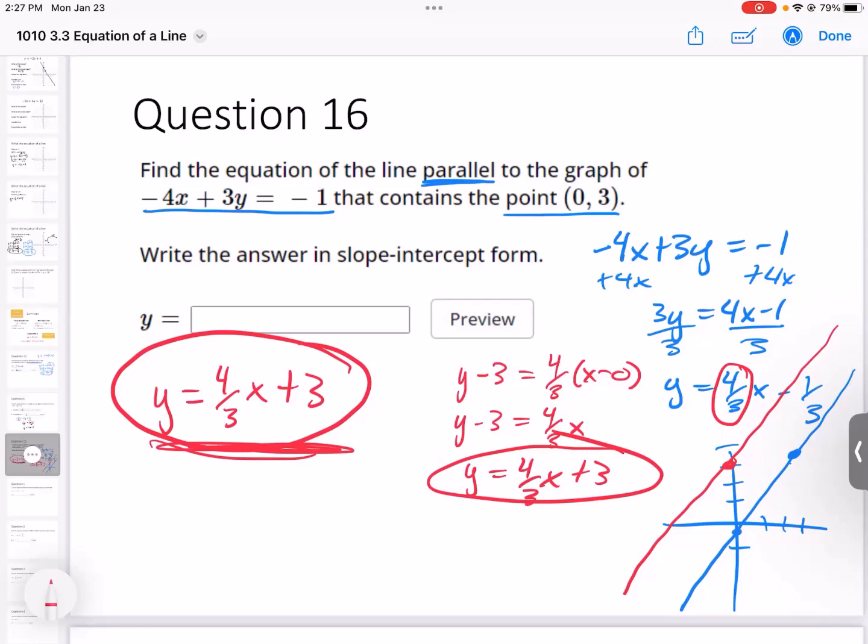Did anyone have another version of 16 that you're not sure how to answer from what I did? Because I know some of them had different types of points and things.